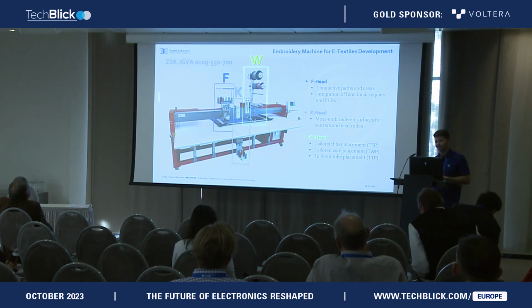The K head is used for the moss or chenille embroidery, and again, by means of conductive threads, we can create three-dimensional structures with a very high, large surface area, that are ideal for electrodes, for example. And the W head is used for the placement of wires, fibers, and tubes.